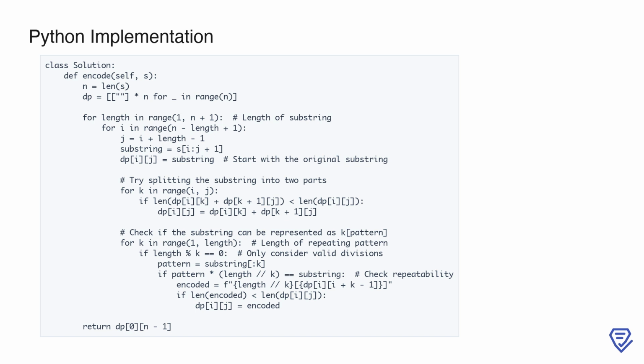However, when we move to longer substrings, such as S[0:5] equals ababab, we identify a repeating pattern. Here, the substring consists of the pattern AB repeated 3 times. This allows us to compress it into the encoded form 3[AB]. Consequently, we update DP[0][5] with this shorter representation. At the end of the process, the shortest encoding for the entire string is stored in DP[0][5], which in this case is 3[AB]. This demonstrates how dynamic programming and pattern recognition work together to achieve optimal compression.